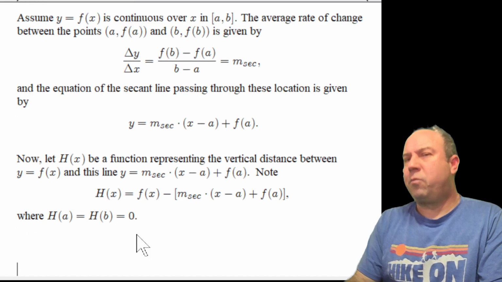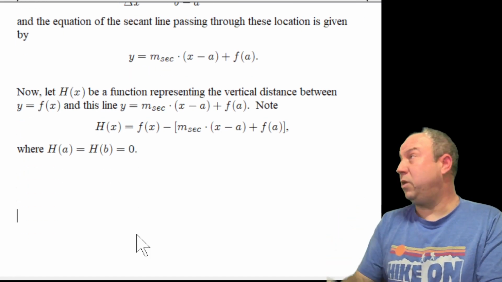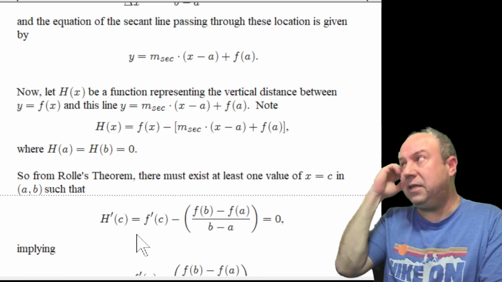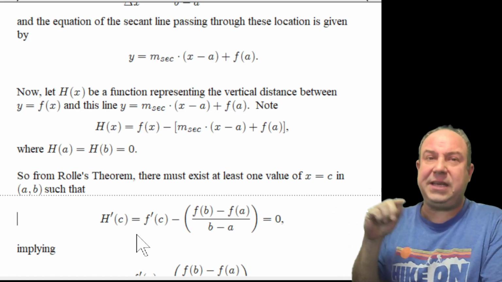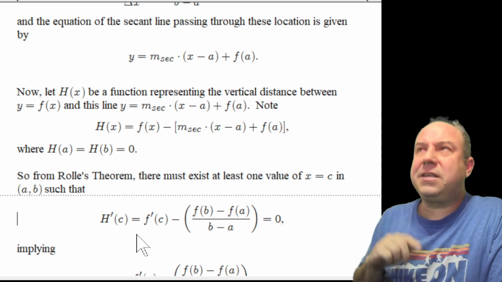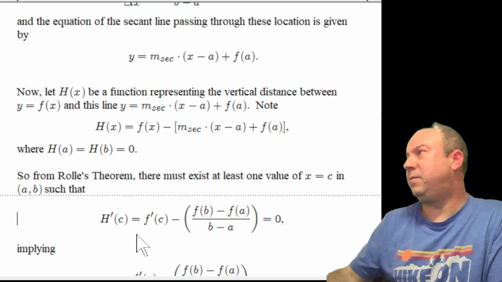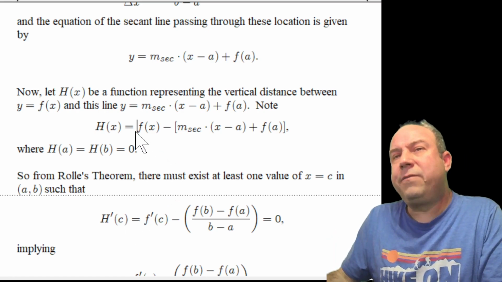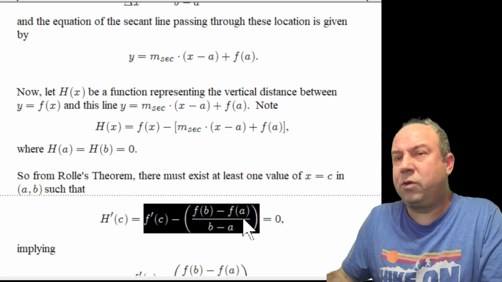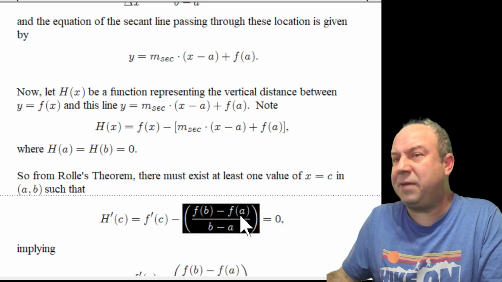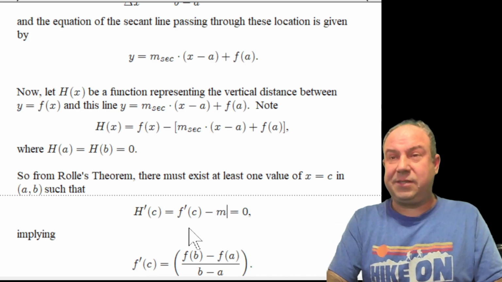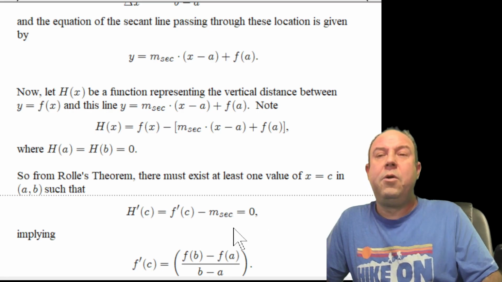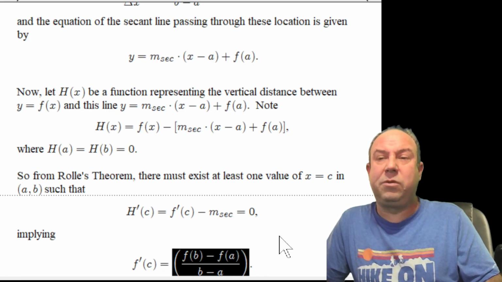From Rolle's theorem, the theorem we just went through, there must exist at least one value of x equal to c in the interval from a to b, such that h prime of c, the derivative of our function h at that value, is 0. If we say h of x is equal to this, and we go through and note what that derivative is, it's going to be equivalent to this statement here, where again, this is the slope of our secant line. We'll end up implying that f prime of c will equal the slope of our secant line.